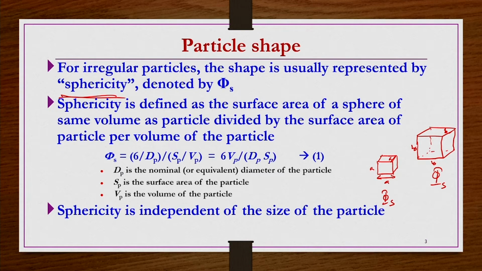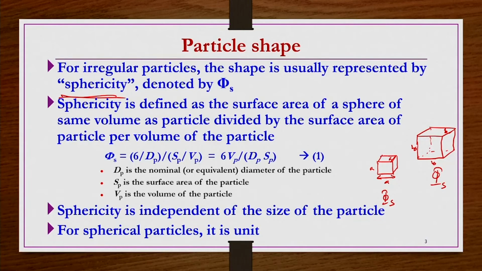And obviously, the sphericity is defined with reference to the surface to volume ratio of a spherical particle of size dp. So, the sphericity of a spherical particle is always going to be 1.